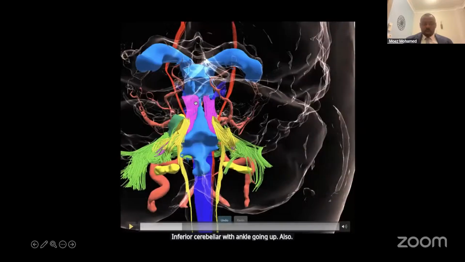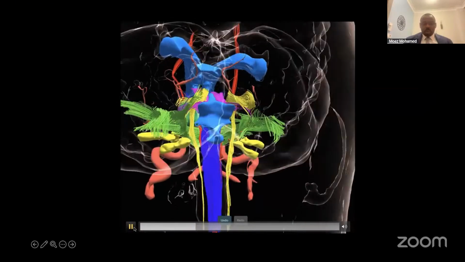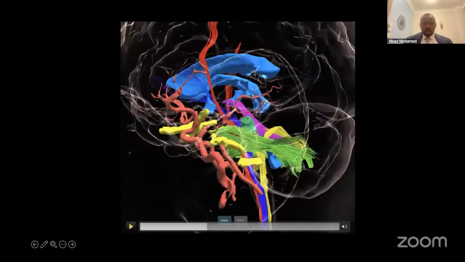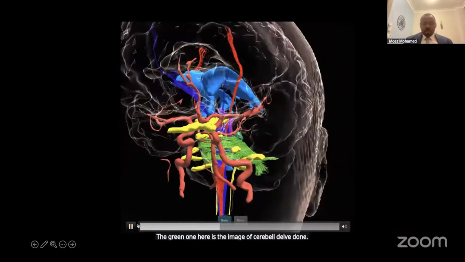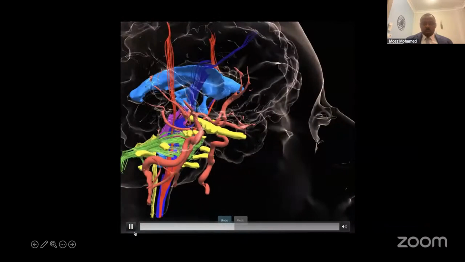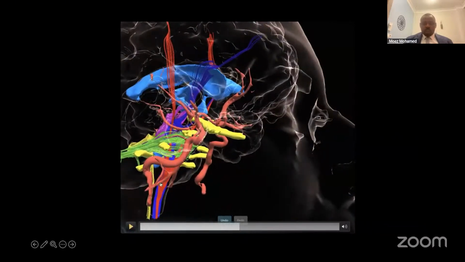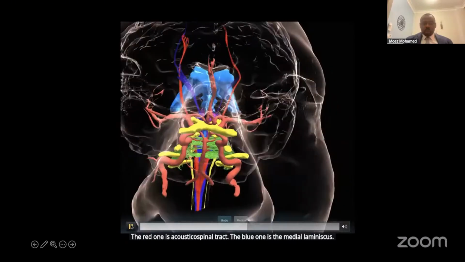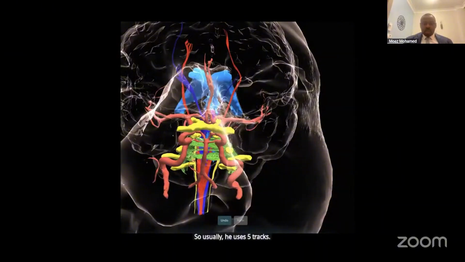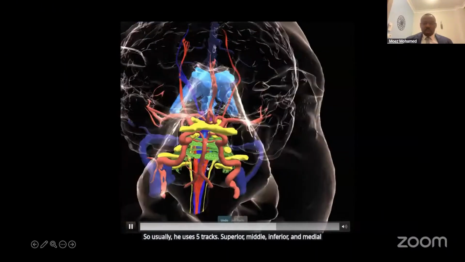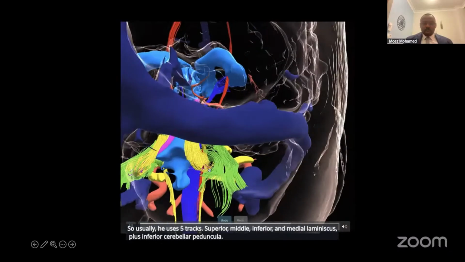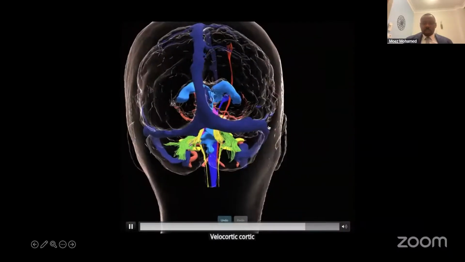Also, here is the superior cerebellar peduncle, the pink one. The yellow one is the inferior cerebellar peduncle. The green one here is the middle cerebellar peduncle. The red one is the corticospinal tract, and the blue one is the medial lemniscus. So usually he uses five tracts: superior, middle, and inferior cerebellar peduncles, plus the medial lemniscus, plus the corticospinal tract.